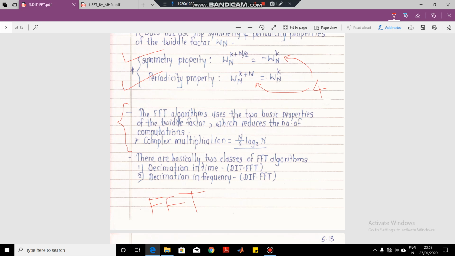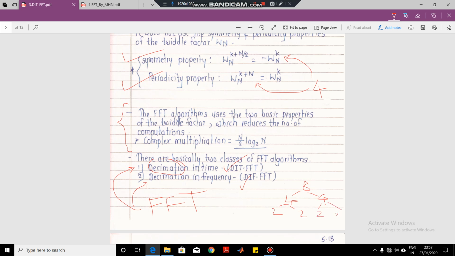Now, depending upon how the sequences are divided, whether they are decimated in time or decimated in frequency, we have two types of FFT algorithms. One is called the decimation in time FFT algorithm, the other the decimation in frequency FFT algorithm. What is the meaning of decimation? To decimate means to divide. So if you are given 8 samples, then we decimate into 4 and 4. These 4 and 4 we can again decimate or divide into 2 and 2, and so on. So this is called decimation.